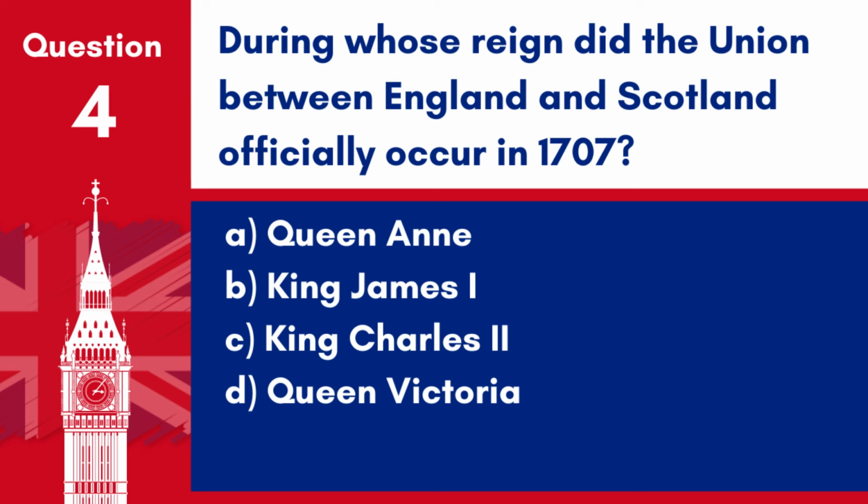Answer A. Queen Anne. The Acts of Union were passed during Queen Anne's reign in 1707, officially uniting the kingdoms of England and Scotland into a single sovereign state known as Great Britain.